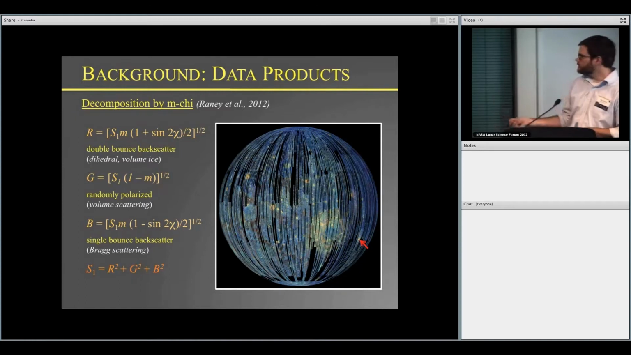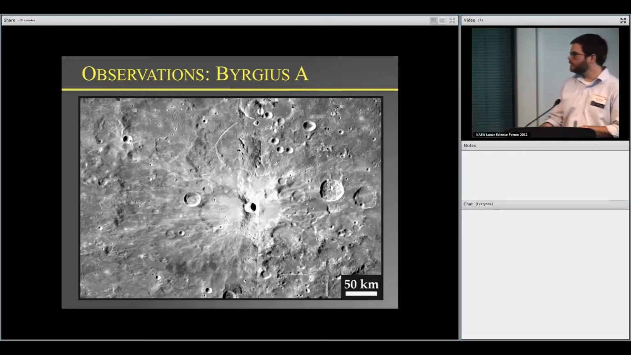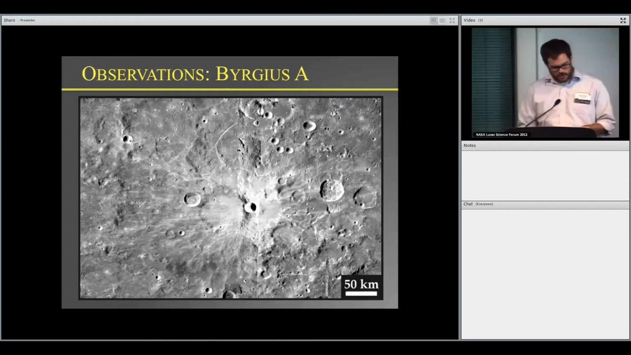And so you can see here some differences from CPR. We still are sensitive to roughness. This is still looking at blocky materials, but the lunar highlands certainly don't show up as bright as they look in the circular polarization ratio data. So like I said, I'm going to concentrate on one crater, to show you how we can use the m-chi data to give us some valuable information about the lunar surface.